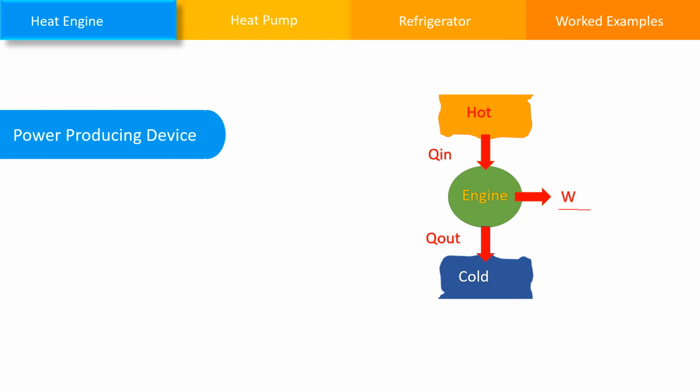Now according to energy balance, Q in minus Q out must be equal to W. Because let's say 10 kilojoules of heat is taken by the engine and maybe 4 of it is rejected, then 6 is available as work output according to the law of conservation of energy. The goal here is to get work output. Any engine is working to get mechanical energy out. This W is my goal.